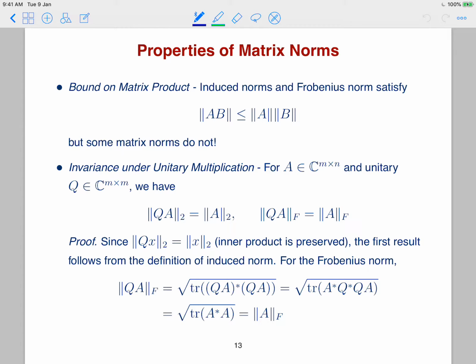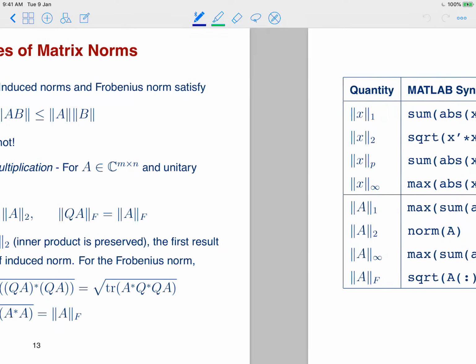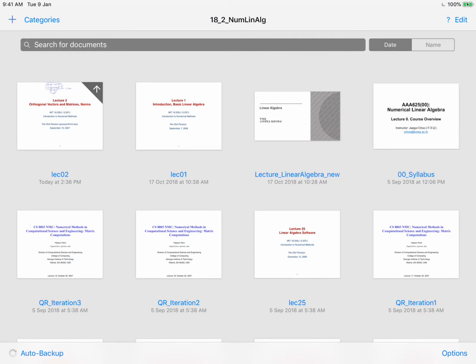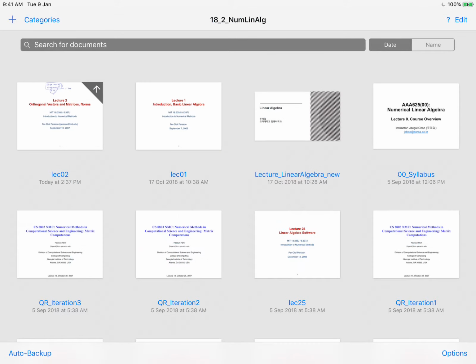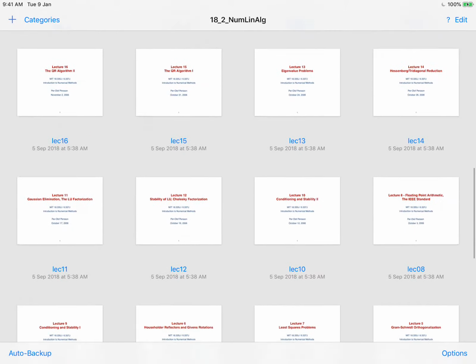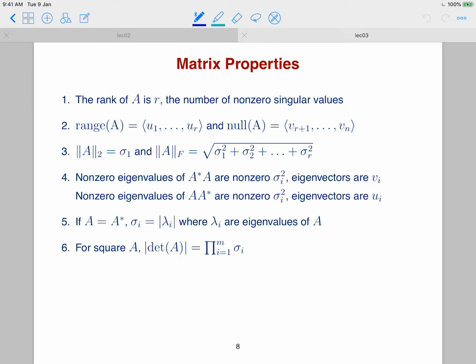There are many properties of these matrix norms, but in the interest of time, I will skip this part. Okay, any question before finishing this lecture? Okay, and then the next chapter is about, I believe, singular value decomposition, right?